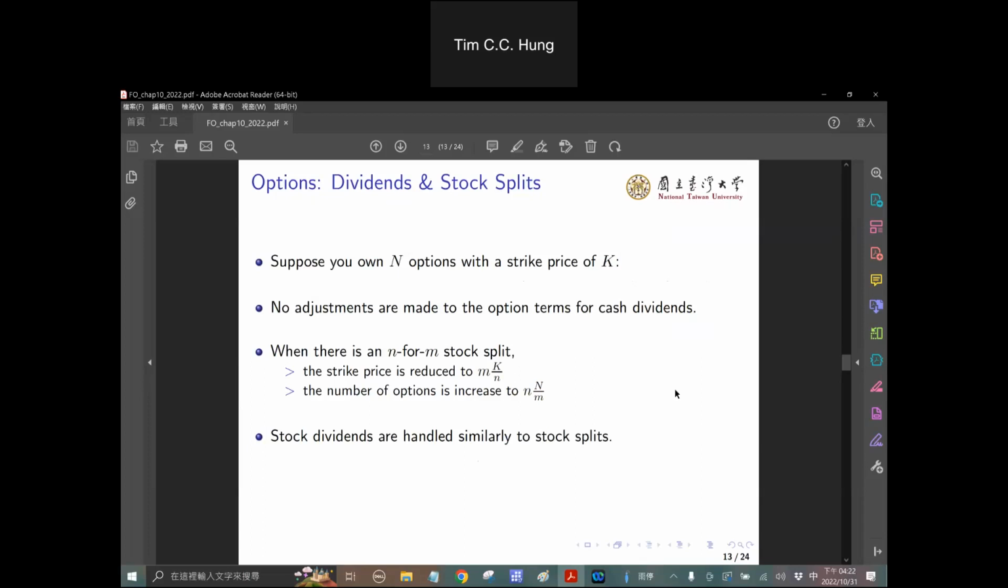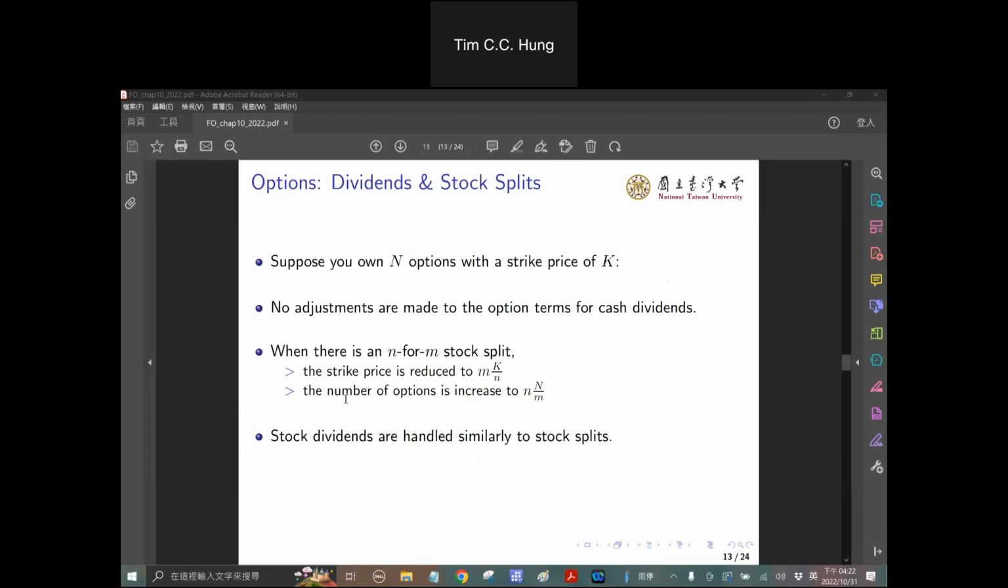So first, one thing we have to care about is, if we are talking about stock options, what do we have to do when there are stock dividends or stock splits? And the answer is very straightforward. You just equally increase or decrease the number of shares or the price of the stocks that you are considering. What do I mean?